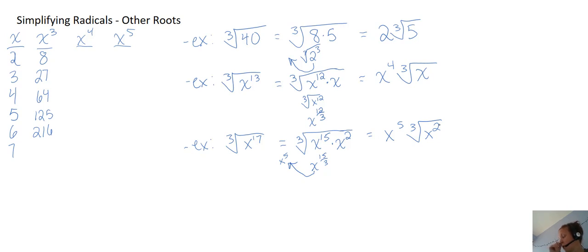Let's do one more cube root, and then we'll do a 4th root. Let's do one where we have a couple of different things. How about 54?